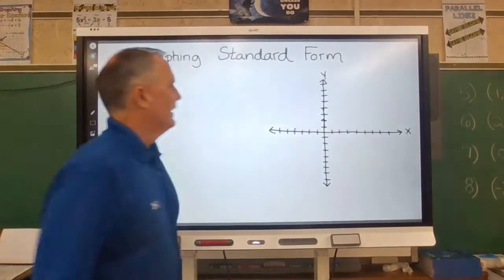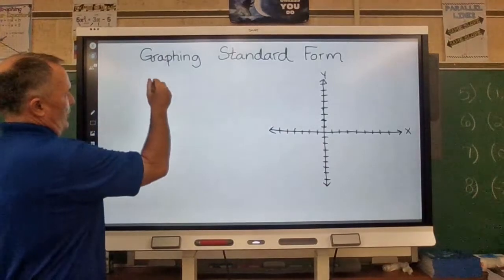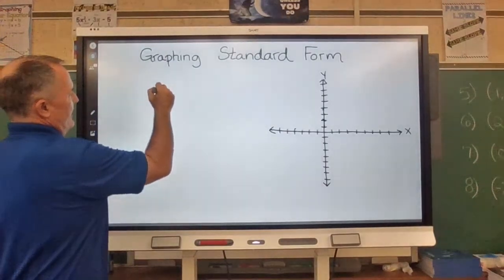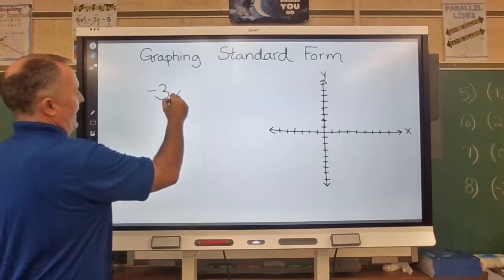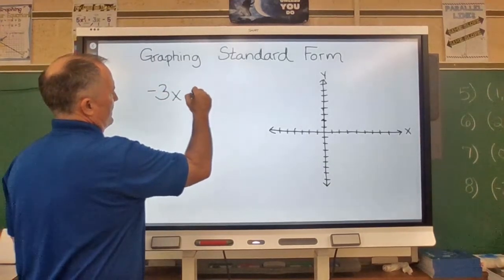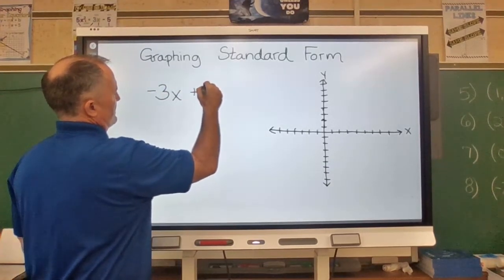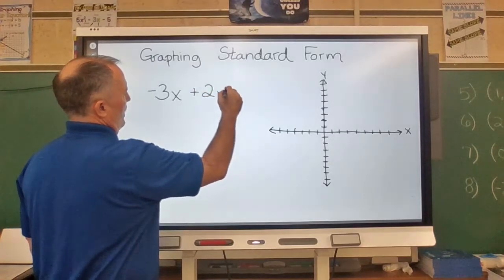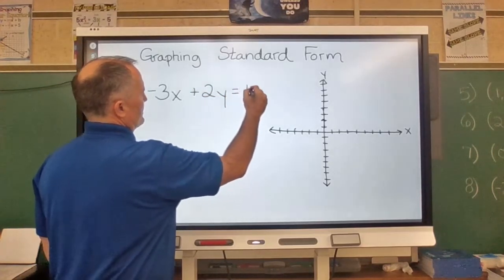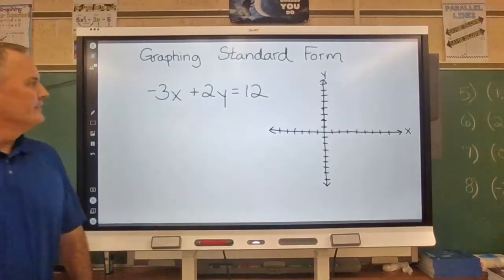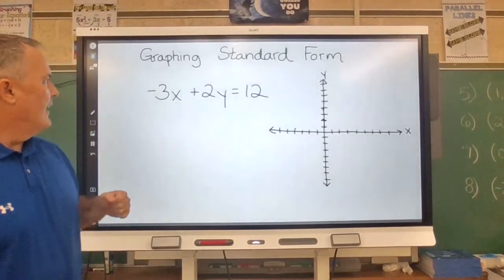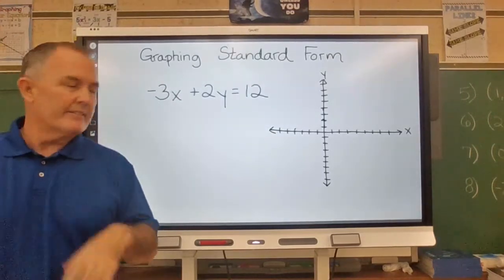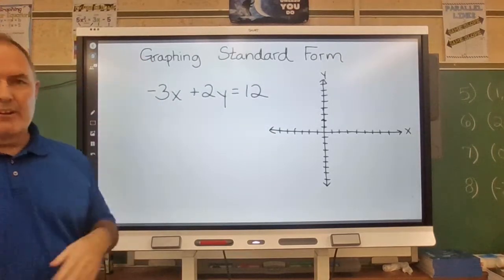Here we go. All right, so let's do negative 3x plus 2y equals 12. All right. So this is still standard form. I could have made that a minus, but I didn't. We just have a negative sign out in front.